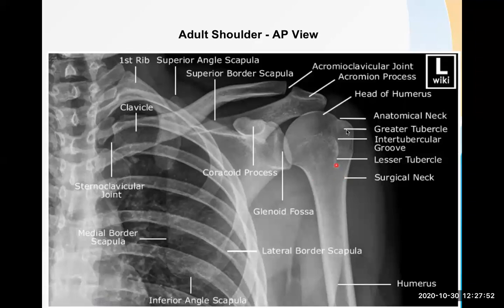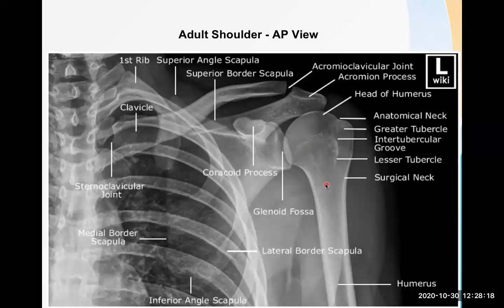This is the greater tubercle of the humerus. Here is the lesser tubercle of the humerus. These are a bit prominent parts towards the upper end of the humerus. Now, on the other hand, this is the glenoid fossa. It is seen like this in the X-ray, the glenoid fossa. Is this joint dislocated or not?